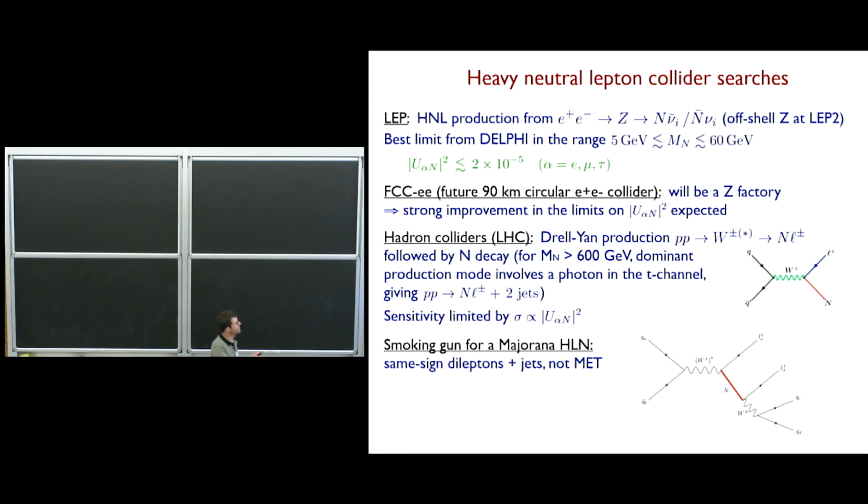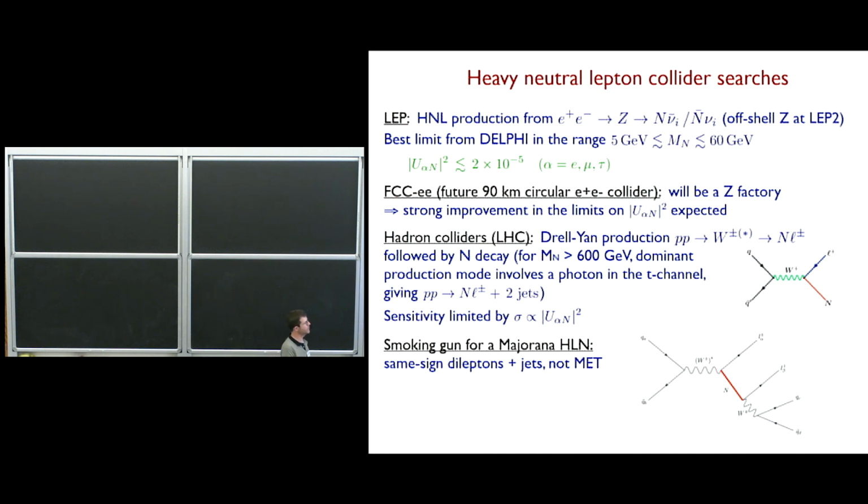Okay, so now let's move on to the collider that is currently running, the LHC, the Large Hadron Collider. So how are heavy neutral leptons produced at colliders? They are produced via Drell-Yan production, mediated by a W boson, again off shell or on shell depending on the mass of the sterile neutrino. Basically this is going to give you a sterile neutrino and a charged lepton, and the sterile neutrino is then going to decay. The production cross-section is proportional to the active-sterile mixing angle squared.